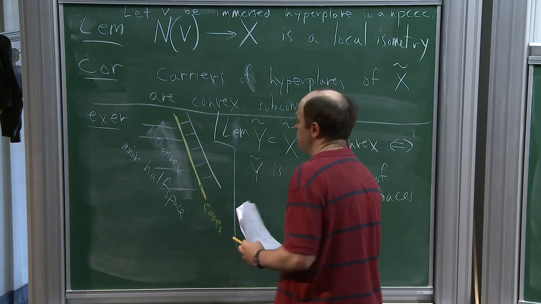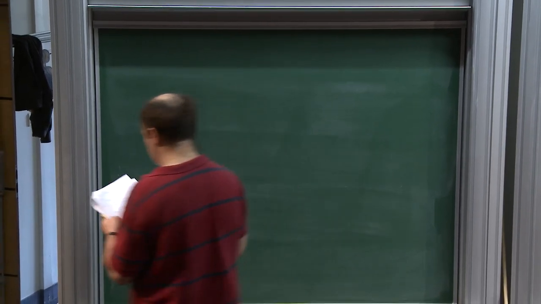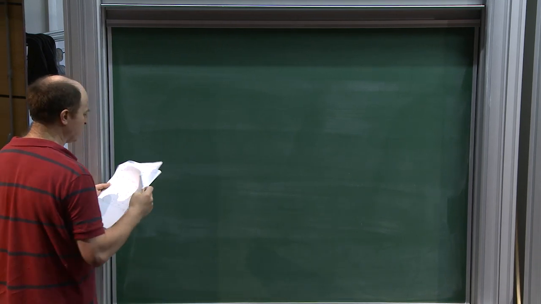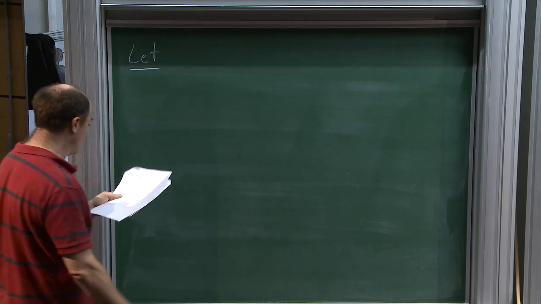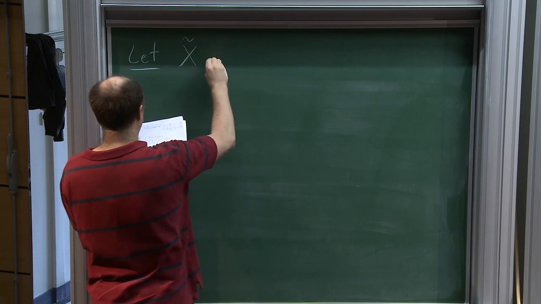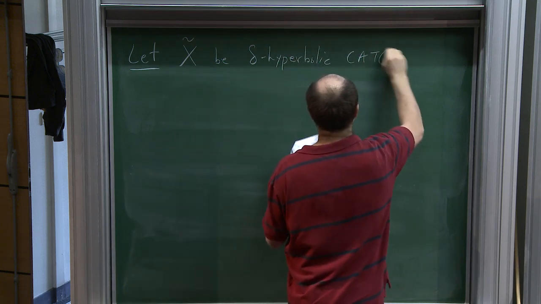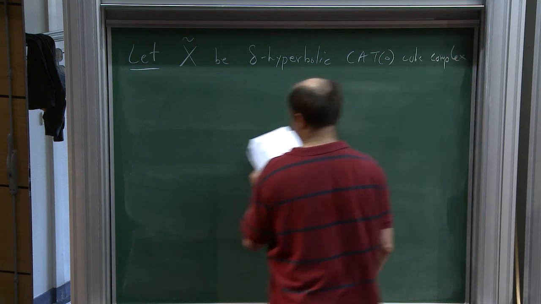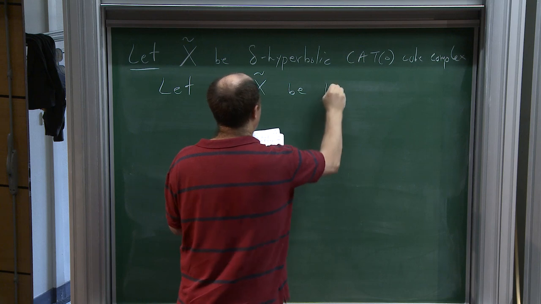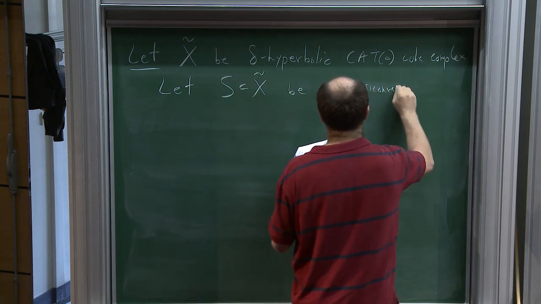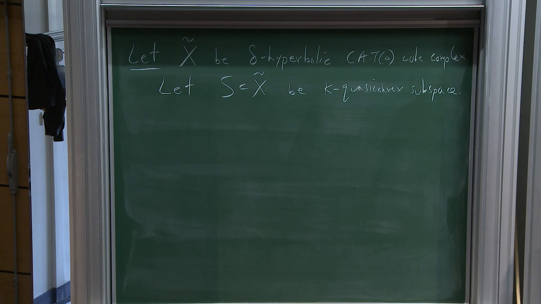And let's actually say something a little bit more fundamental about convexity now. And it's the following statement. So this is now going more towards the world of groups. Let X tilde be a delta hyperbolic CAT(0) cube complex. And let S be a kappa quasi-convex subspace. Tell me quasi-convexity was defined last week. Thank you so much.